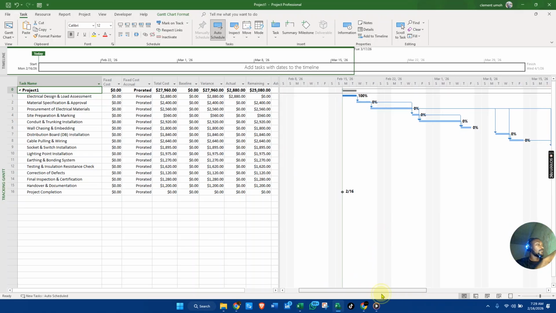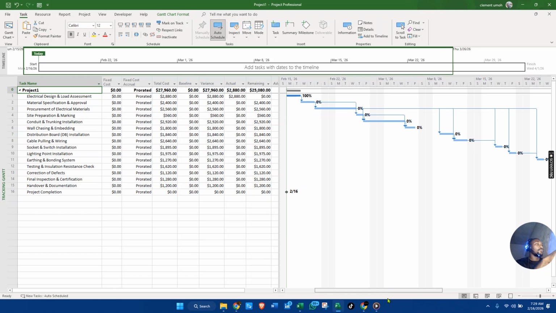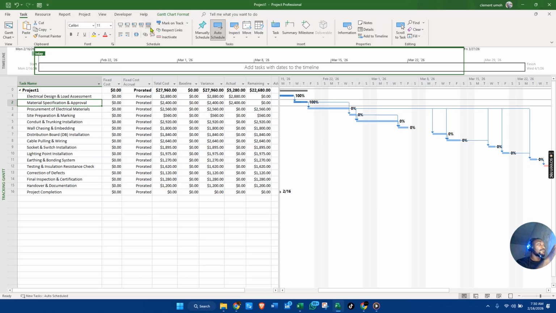Do you understand? So we're going to work with this tracking Gantt from this particular screen. All right. So now let's go to the next one, which is material specification and approval. So let's click on 100% done.